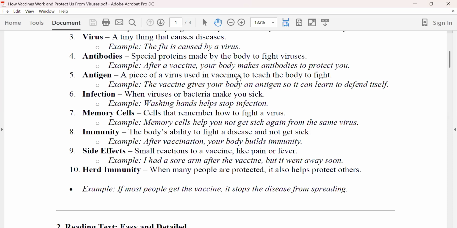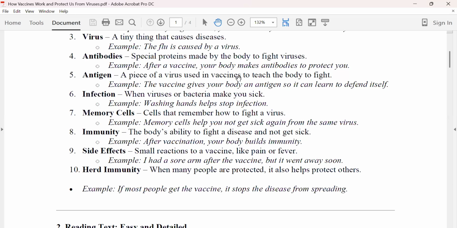9. Side effects, small reactions to a vaccine, like pain or fever. Example: I had a sore arm after the vaccine, but it went away soon. Okay. Herd immunity, when many people are protected, it also helps protect others. Example, if most people get the vaccines, it stops the disease from spreading.